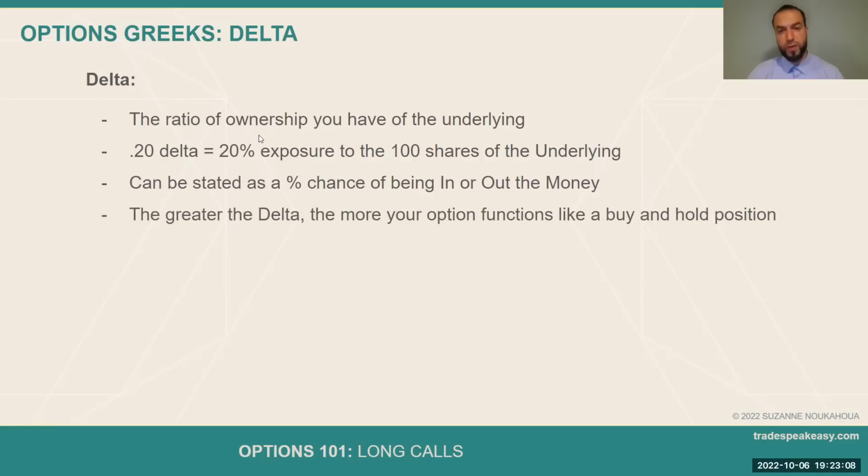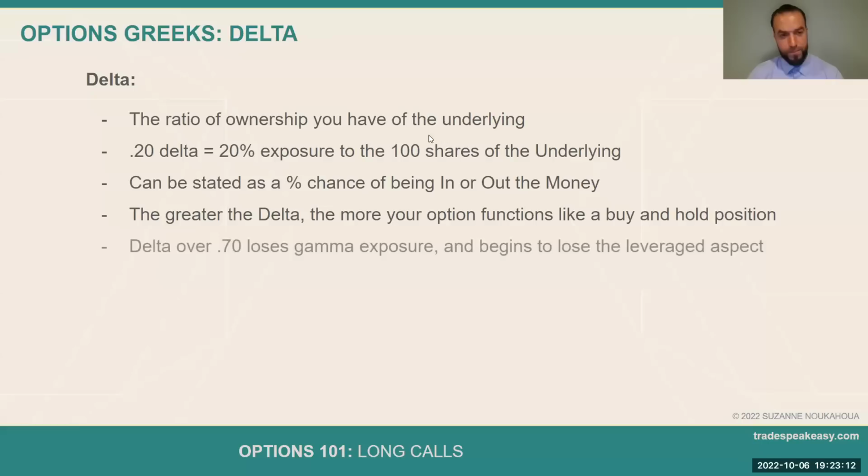The greater the delta, the more your option fluctuates like a buy and hold position. Delta over 70 loses gamma exposure and begins to lose the leveraged aspect. One of the things that Suzanne is super artful about is buying an option just before the gamma explodes and turns, say, a 50 or 60 delta into an 80 or 90 delta. And it's an art to that. Understanding these little details is going to be super helpful for the future.